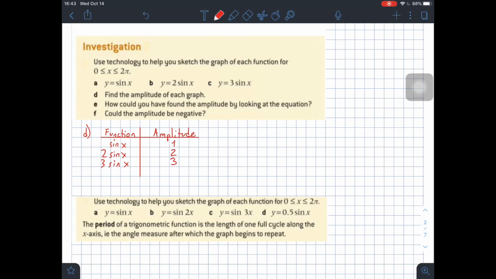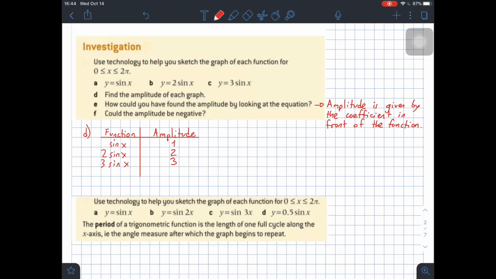You see that the amplitude is given by the coefficient which is in front of the trigonometric function. So that's exactly what we can visualize here. Amplitude is given by the coefficient in front of the function. There you go. And then it says, could the amplitude be negative?